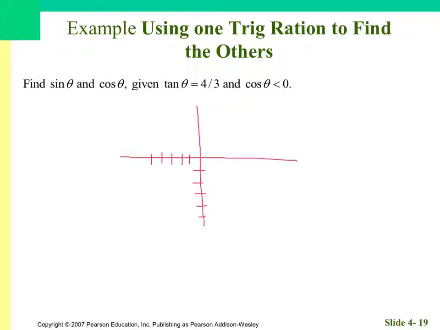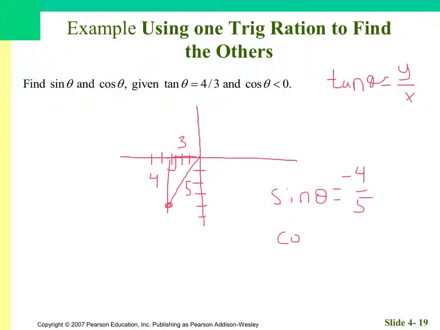So now here's the thing. Remember, tangent is the y over the x. So we're looking at this triangle. That's 3, that's 4, so that would be 5. So the sine of that angle, negative 4/5. The cosine of that angle, negative 3/5. Okay? That goes back to the previous table, or we just need to start realizing.